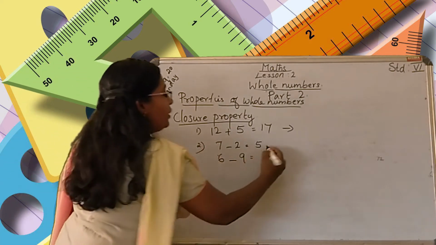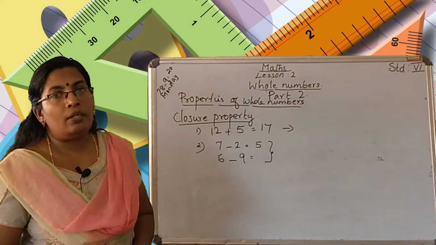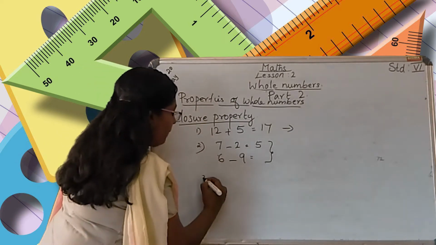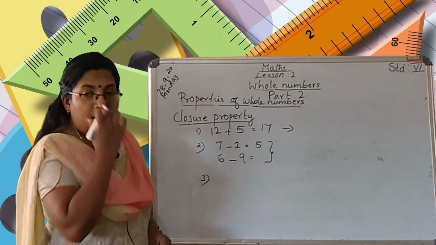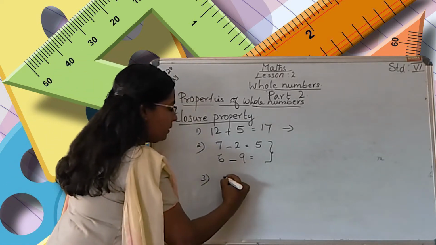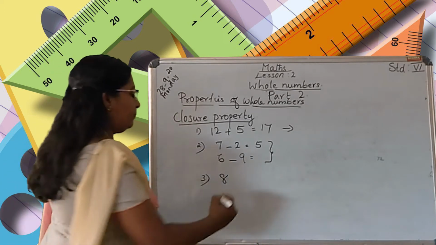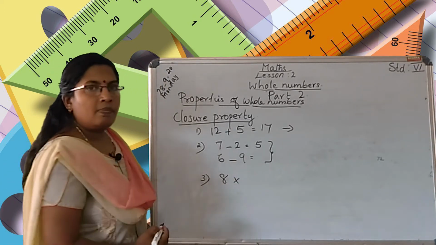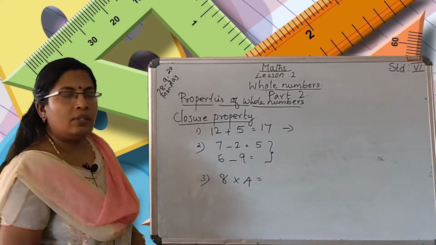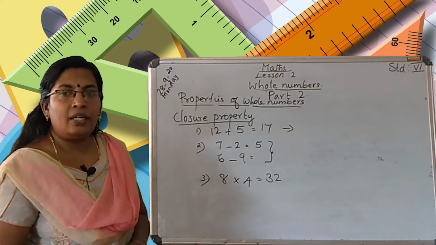Therefore, subtraction does not come under closure property. Next, take multiplication. Say any two numbers. One is 8. 8 is a whole number. Then 4. 8 fours are 32. 32 is in the whole numbers.